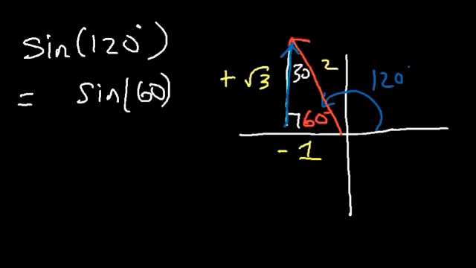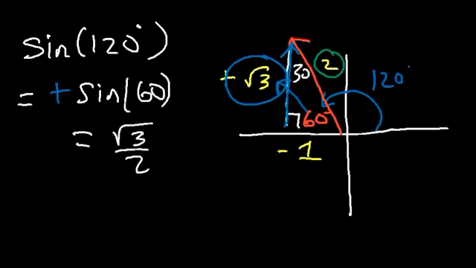Remember, all students take calculus. The S part is for quadrant 2. Sine is positive. So sine 120 is equal to positive sine 60. So now using SOHCAHTOA, we can evaluate sine 60. So it's going to be opposite. Opposite to 60 is the positive root 3 divided by the hypotenuse, which is 2. So sine 60, and therefore sine 120, is root 3 over 2.